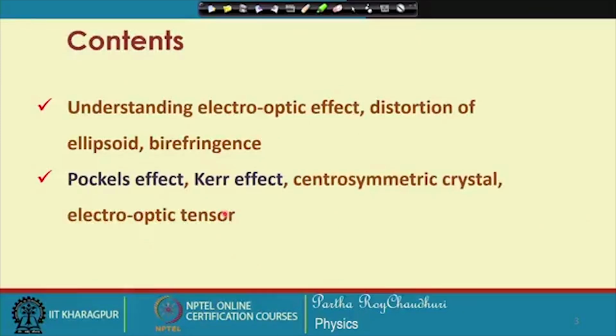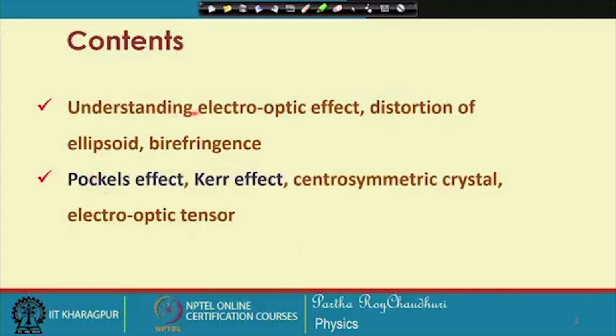Electro-optic effect. Earlier we have discussed the electromagnetic waves propagation in isotropic and anisotropic medium. Now, we will see when the medium is influenced by an external electric field, what happens to the birefringence. Whether it is isotropic or anisotropic, there may be a change in the optical properties. So, we have organized this discussion.